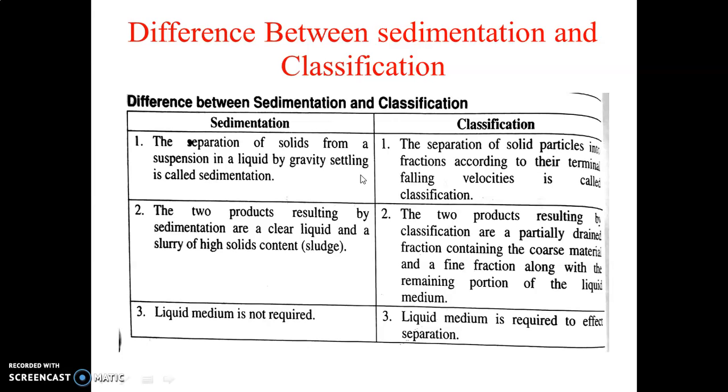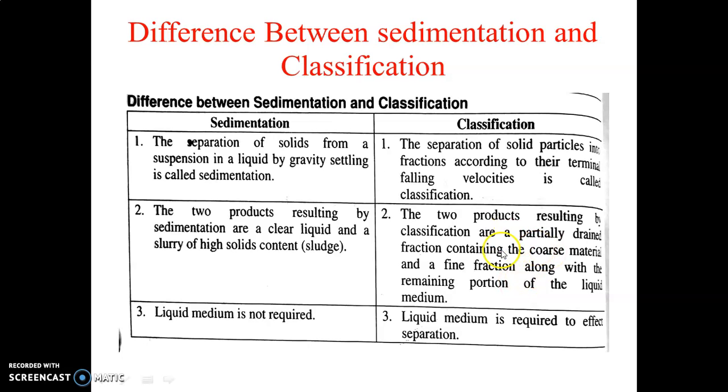Then in case of sedimentation, we are obtaining two products, that means one is the clear liquid and another is the sludge, which is called a slurry. And in case of classification also, we obtain two types of product. One is coarse material, that means material which is having higher size, and another is fine material, that means material which is having a very small size.